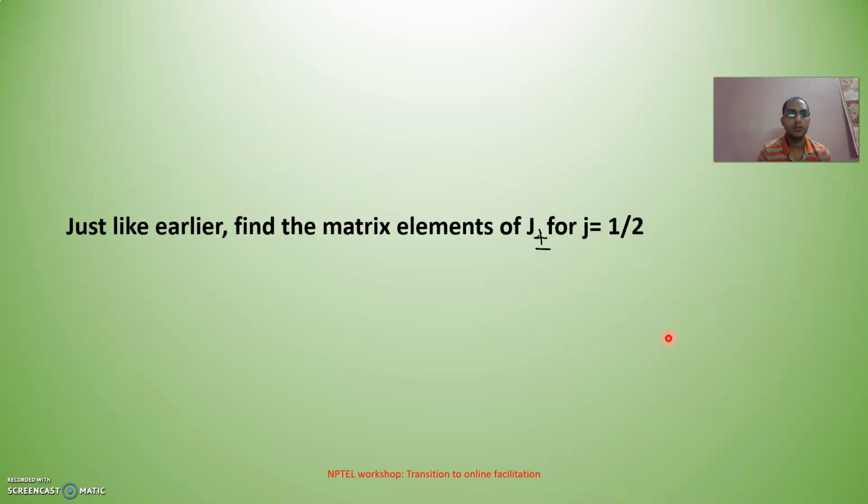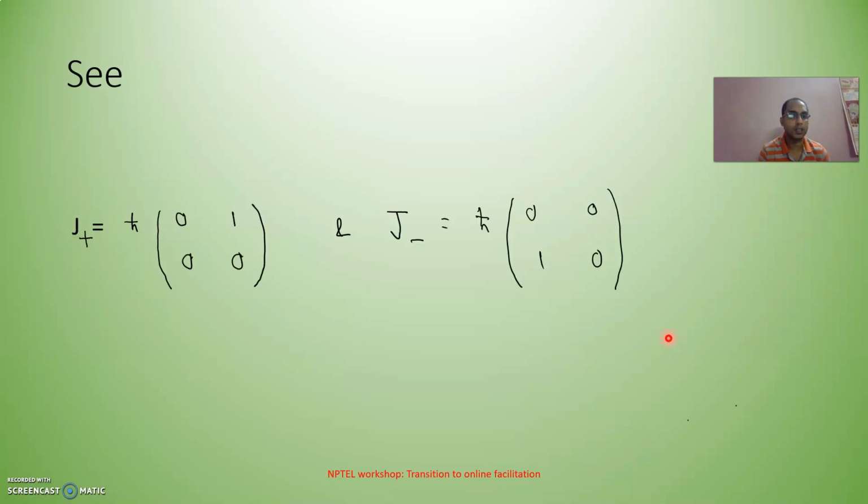Now can you proceed in the same way? Can you find the matrix elements of J plus and J minus for j equal to half, just like j square and jz? Obviously we can find them. I hope you have already found them. The matrix of J plus will be h bar times 0 1 0 0, and J minus h bar times 0 0 1 0. Again we see that the matrix elements of J plus are real numbers and the matrix elements of J minus are real numbers.